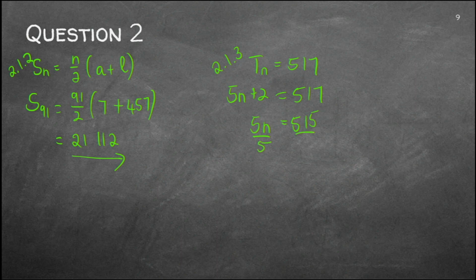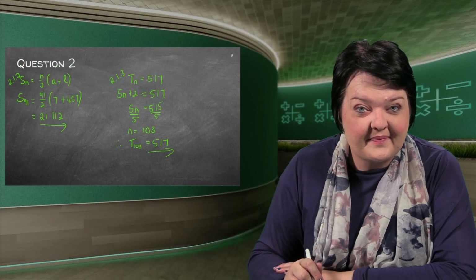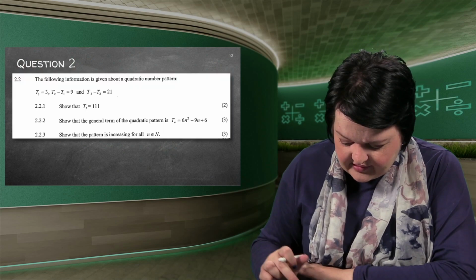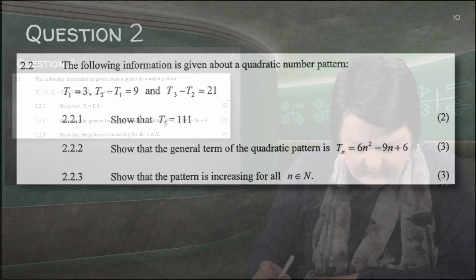Divide both sides by 5 and you'll get n is 103. Therefore, term 103 is equal to 517. And that is your final answer. Let's quickly do the last part of question 2.